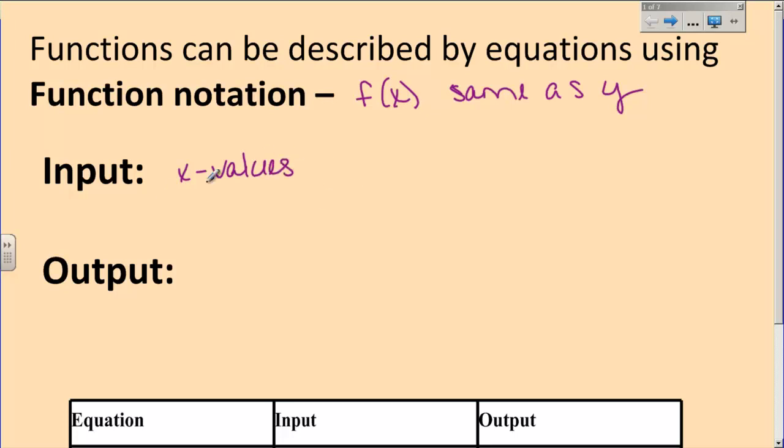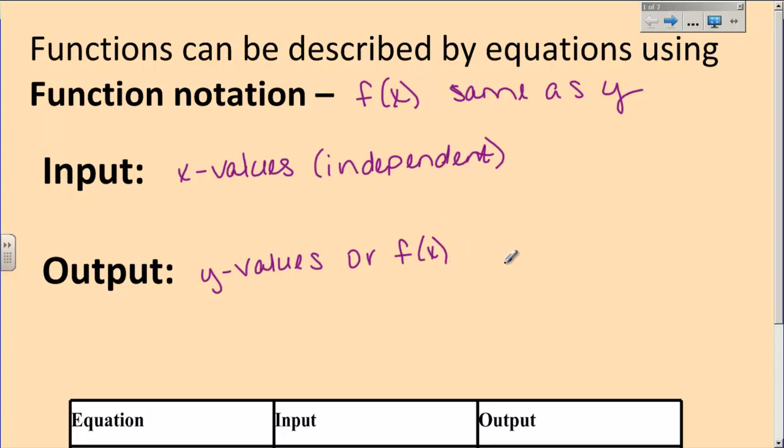So the input is the x values, what you put in. You can also say that it is the independent variable. The output is the y values, or what f of x equals. Okay? You could also say that it's the dependent variable.